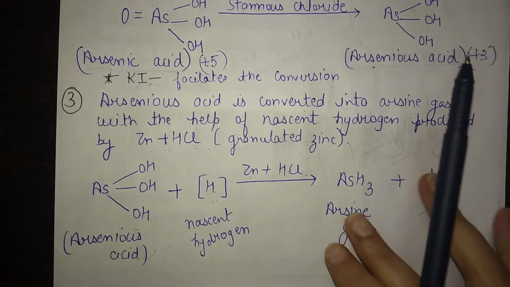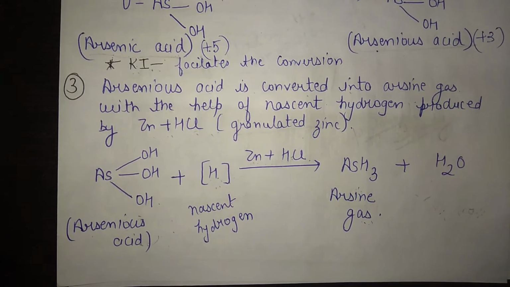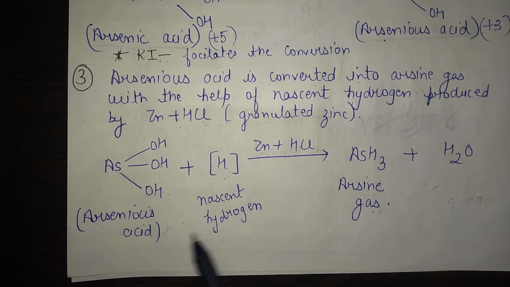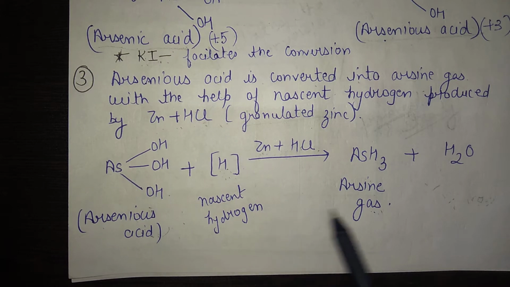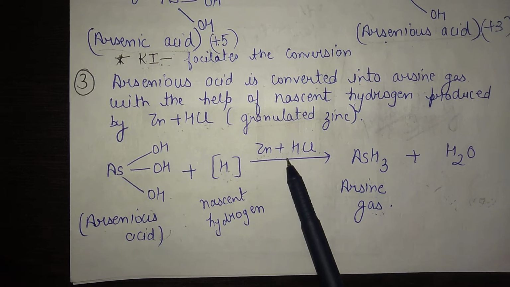So this is our arsenious acid. In the presence of nascent hydrogen, this will be converted into arsine gas. Now how is this nascent hydrogen produced? It is produced by the reaction of zinc with hydrochloric acid.